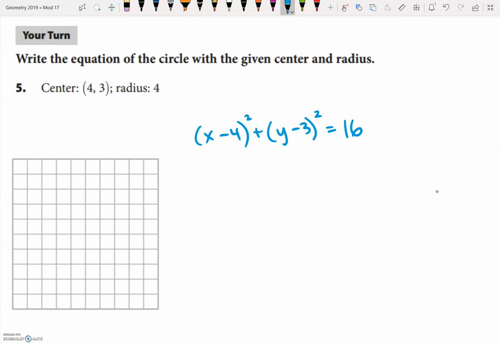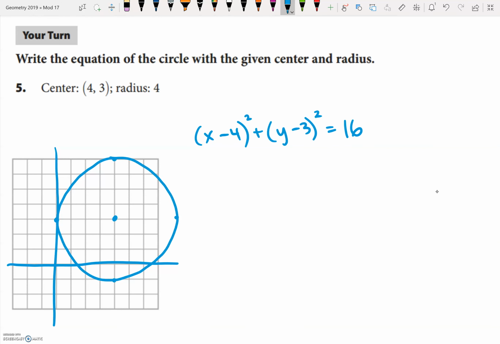So my circle is going to go to the right 4, and it's going to go up 3. So I'll go ahead and plot my circle like so. We'll go right 1, 2, 3, 4, and up 1, 2, 3. So it's going to have the center 4, 3. We have a radius of 4, so that means I'm going to go to the left 4, right 4, up 4, and down 4. And then let's make fun of how good of a circle I draw. Actually, that's not too bad.